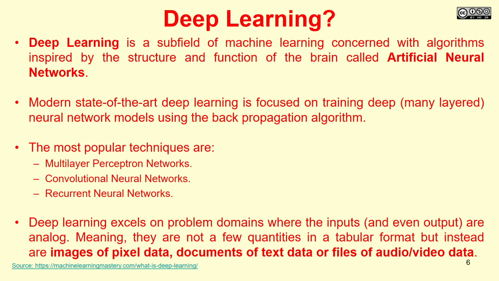Next, coming to the various techniques in deep learning, we may have 3 different techniques like multi-layer neural networks, convolutional neural networks, and recurrent neural networks. So, 3 models are available, and the algorithms followed in each model look at the idea of deep learning where the inputs are analog, meaning they are not a few quantities in a tabular format, but instead images of pixel data, documents of text data, and files of audio and video data. So, that you should keep in mind.